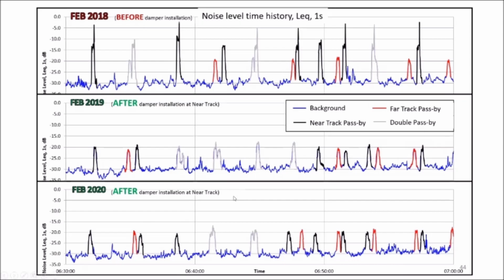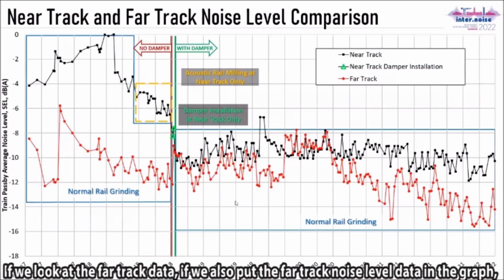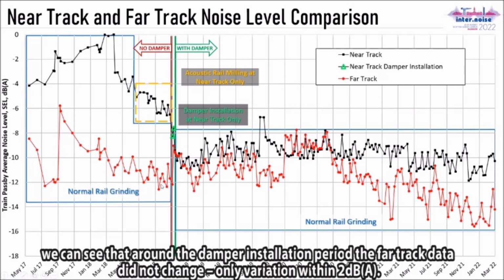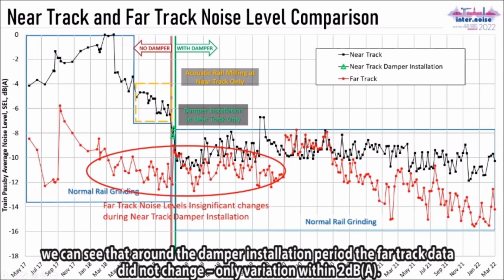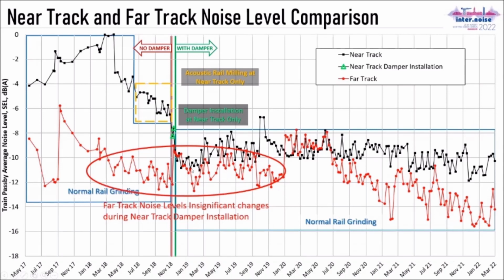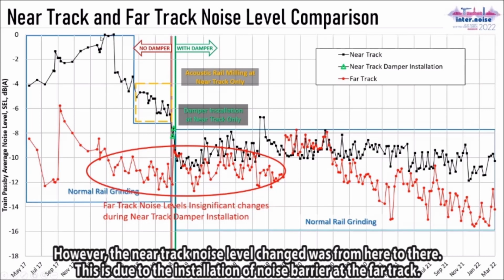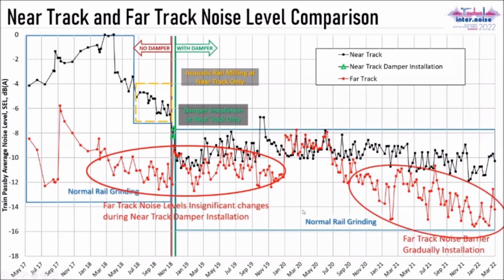It does not change. If we also put the far track noise level data in the graph, we can see that around the damper installation period, the far track noise level does not change. It only varies within 2 dB. However, the near track noise level changes from here to there. This is due to the installation of a noise barrier at the far track.